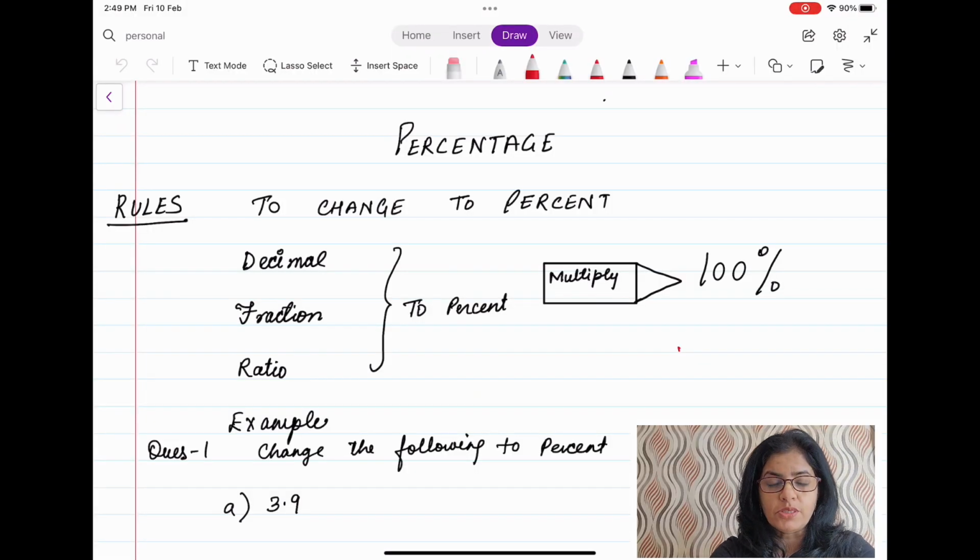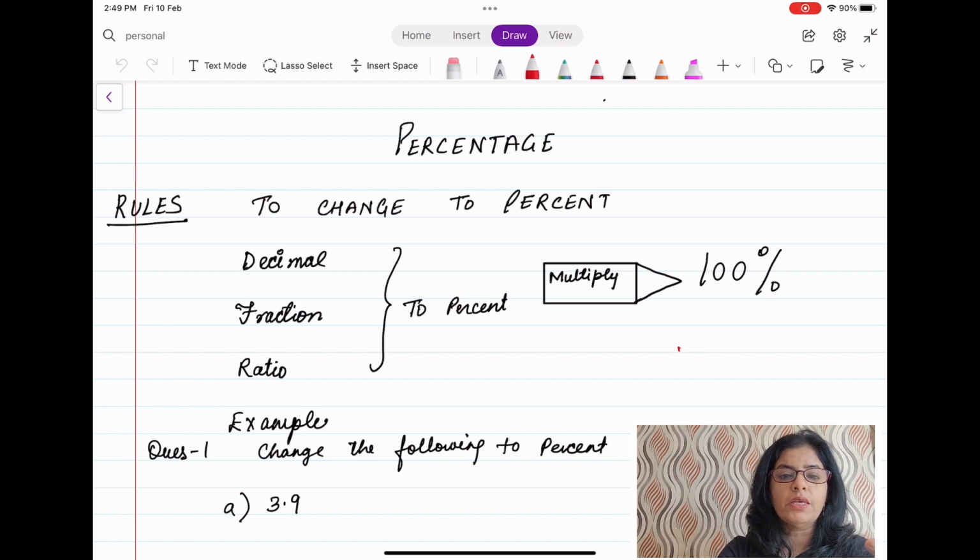Percentage, as the name suggests, is per cent. That means per 100. Any question that says find the percentage means you have to find the value of that number out of 100. It can be calculated with the help of the unitary method also, but here I can help you with certain rules and methods. Let's understand.